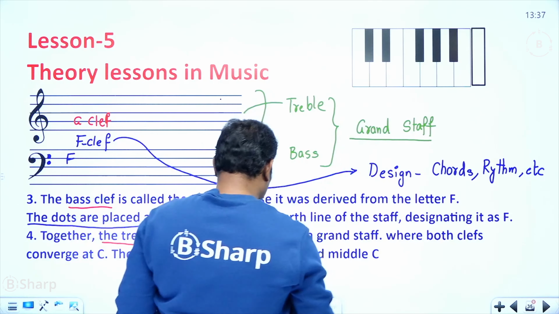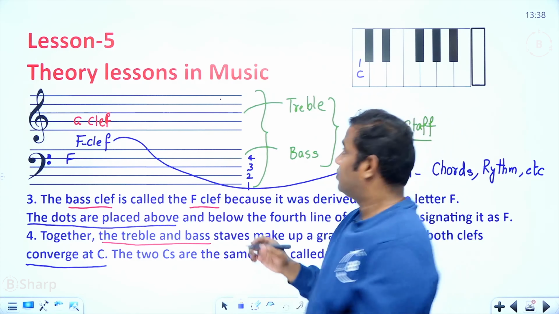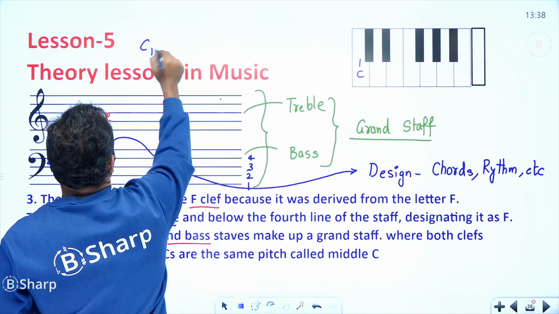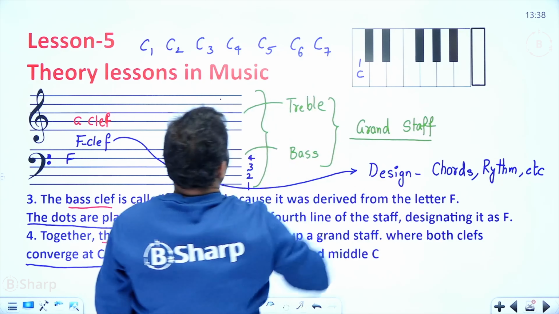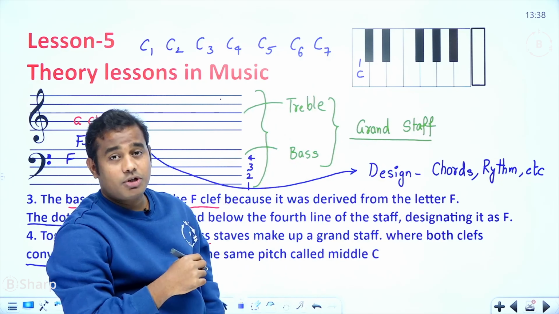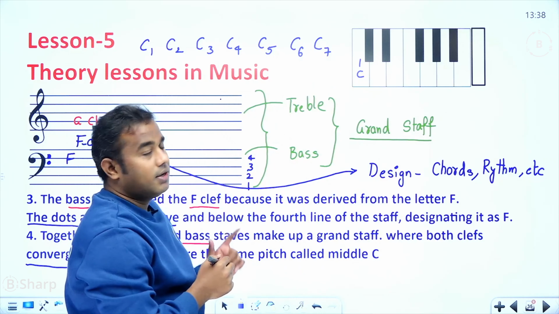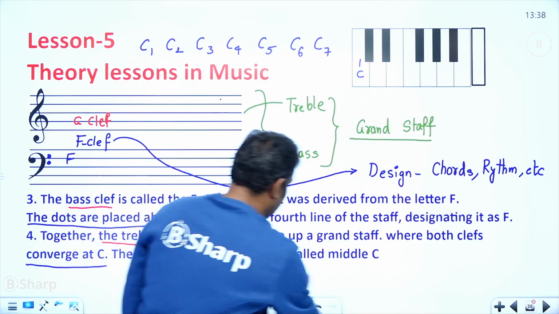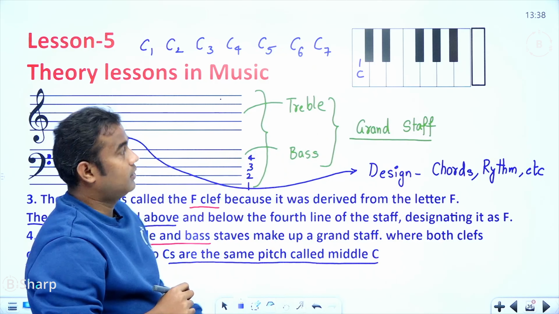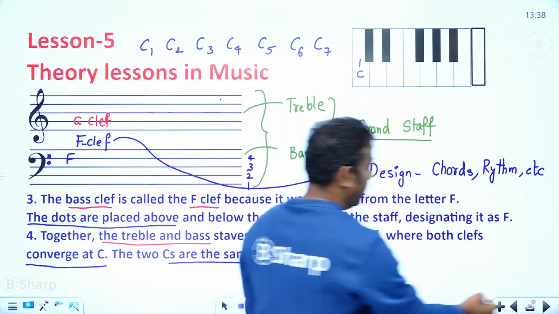So where is this C? There are so many C's in the music, right? There are so many C notes: C1, C2, C3, C4, C5, C6, C7, like this. So which is C? That's our doubt, right? What we have to do is decide that it is the middle C. So how can you say which is the middle C?